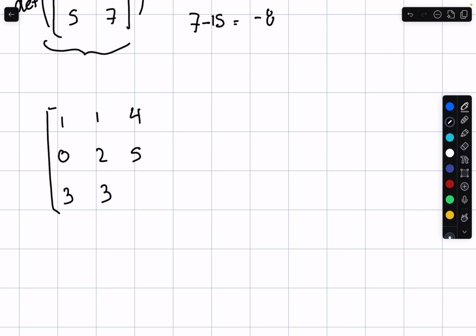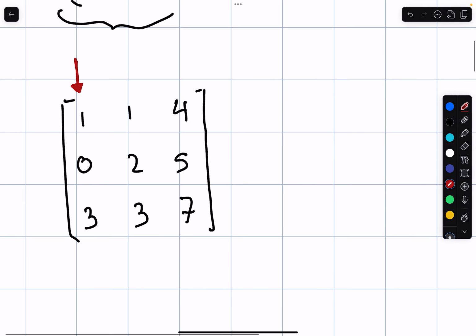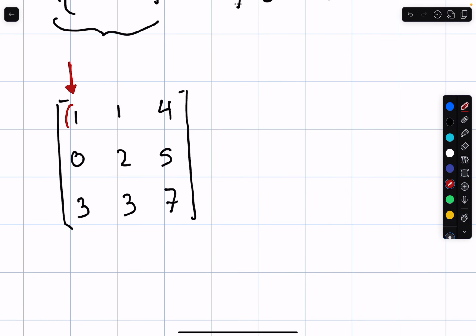So a quick example: say we have a 3 by 3 matrix like this, and we start using cofactor expansion. We can pick any row or any column, but a lot of the time it helps to be strategic. We can pick values that make our life easier. So I'm going to pick this row here, which is going to make sense in 1 second why this is so helpful.